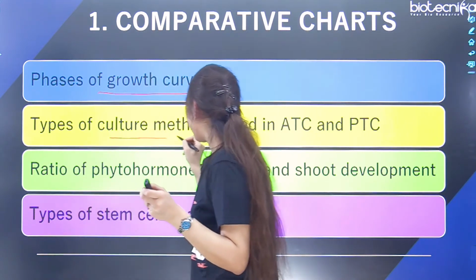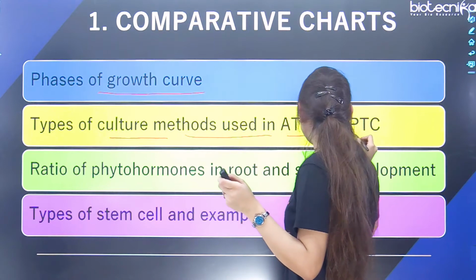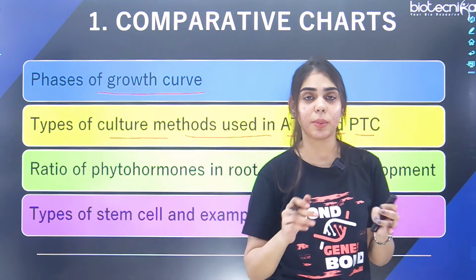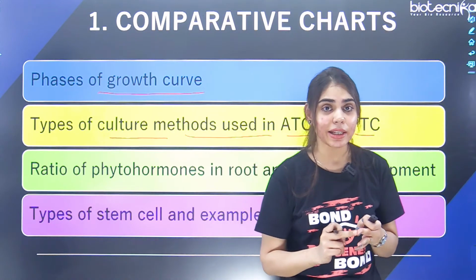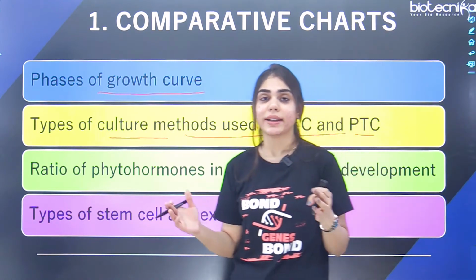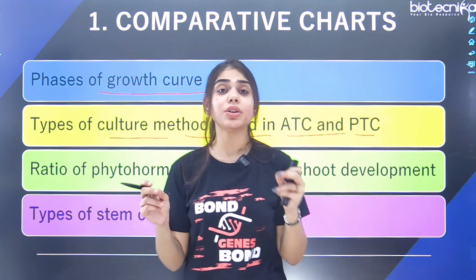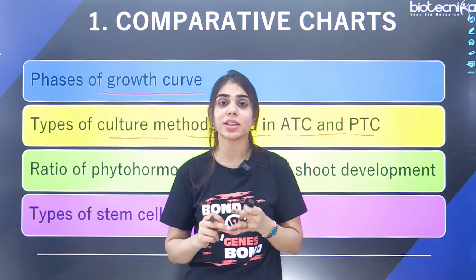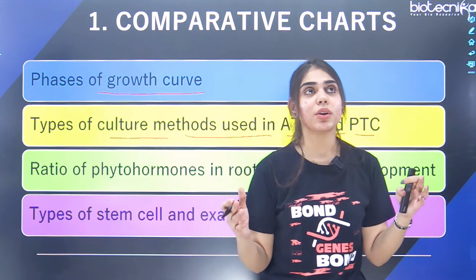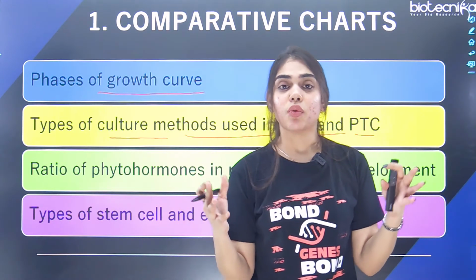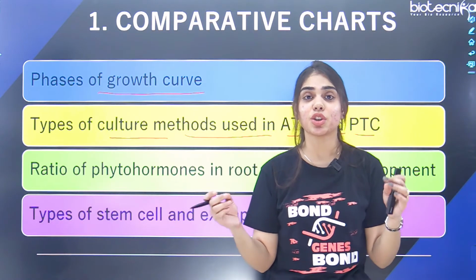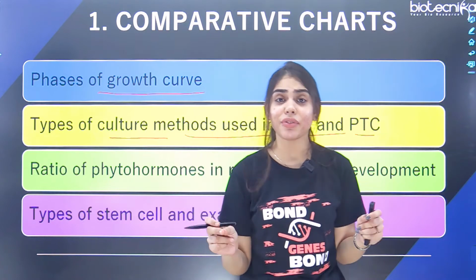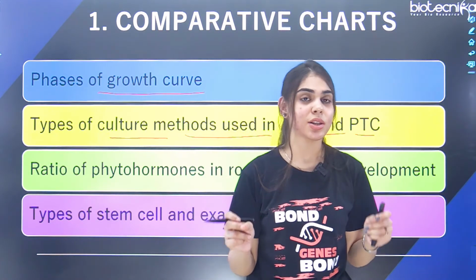The second one is types of culture methods used in ATC and PTC. As I've already mentioned, under ATC you have to learn about microcarrier, macrocarrier, all these culture systems that are there. And under PTC you need to focus on somatic embryogenesis, protoplast fusion, anther culture, haploid culture, ovary culture. A question from this is asked, like, what should be the culture method to generate a virus resistant plant? So it is haploid culture. So here you have to focus on the culture methods and their significance.